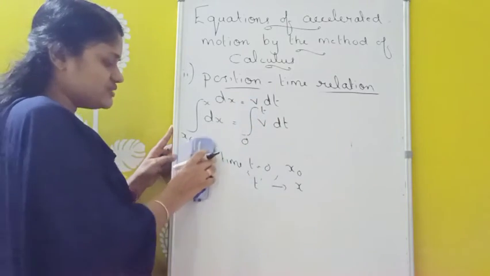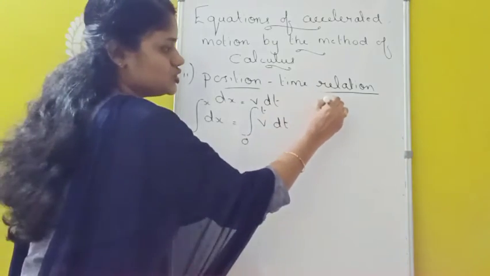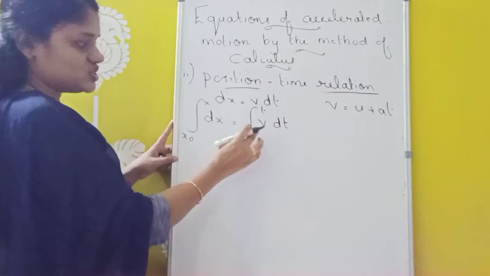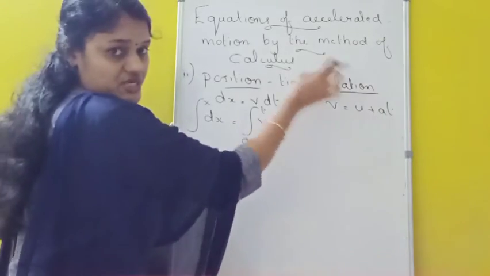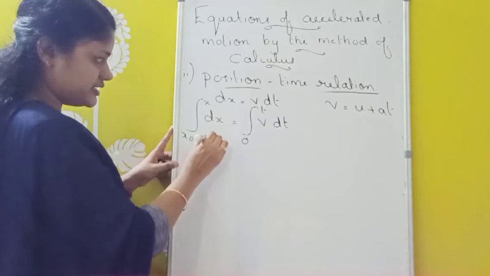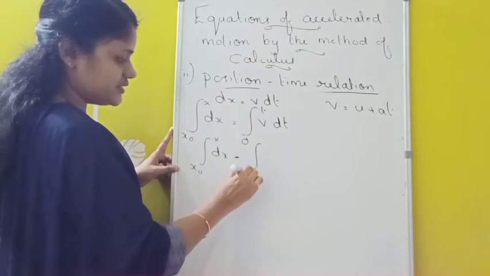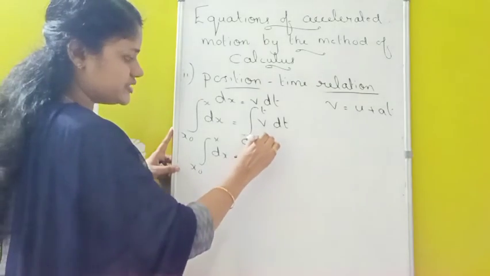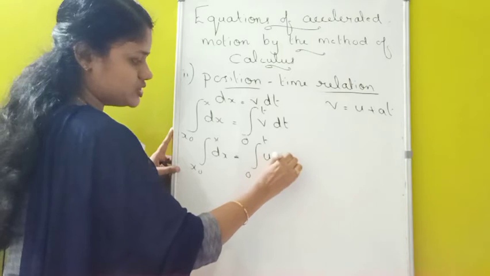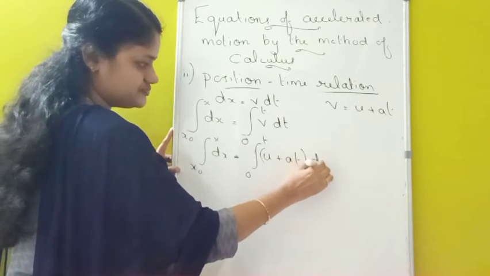But we have the first relation. What is the first equation we got? v equals u plus at. So instead of v here I am writing u plus at. So again integral x0 to x dx equals, on the right hand side, integral 0 to t. Instead of v, we can now write u plus at, into dt.